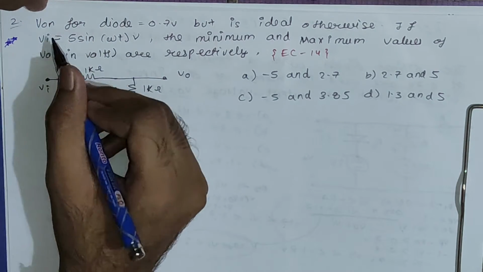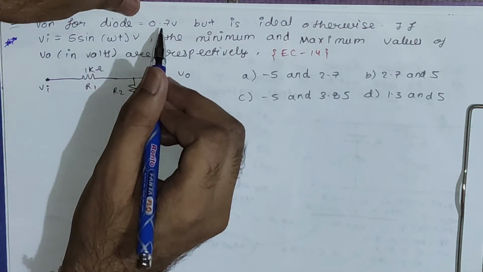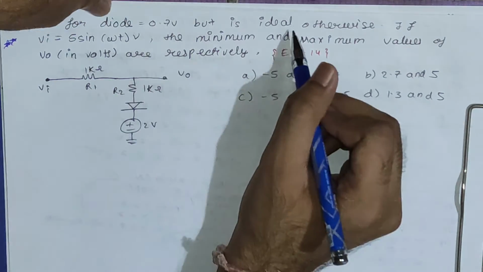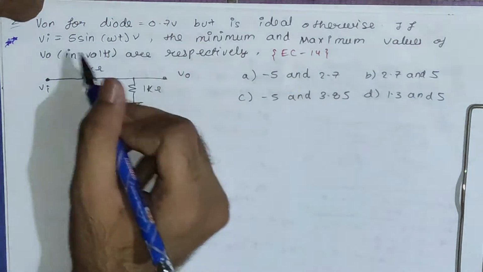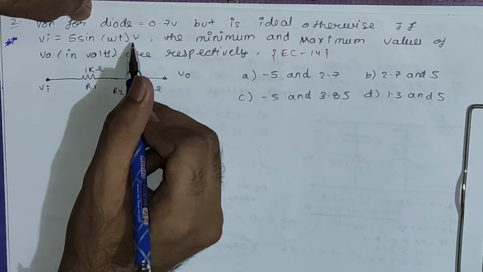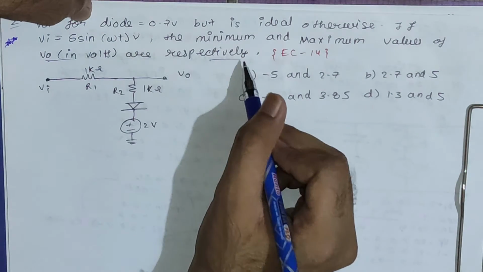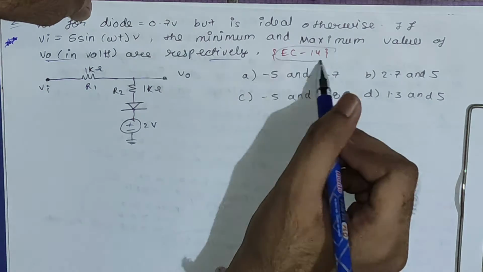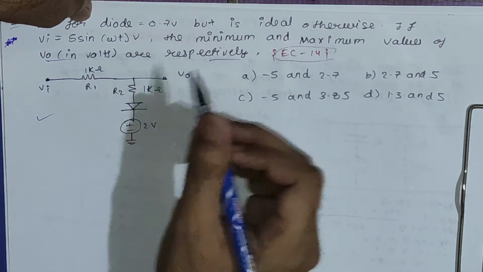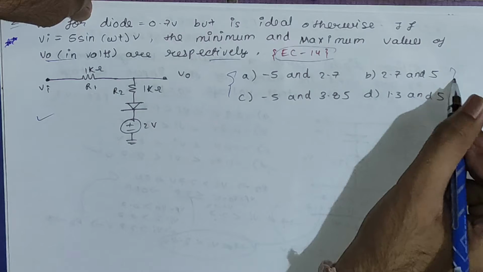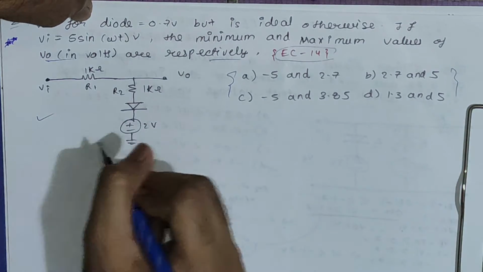The question is: V on for diode equals 0.7 volt, but it is ideal otherwise. If Vi is equal to 5 sine omega t volt, the minimum and maximum values of Vo are, respectively. The question is from EC 2014, the circuit is here and the options are given below. So we will use the same trick.